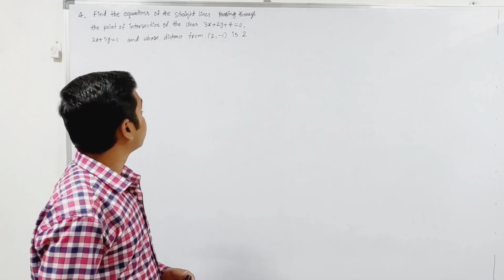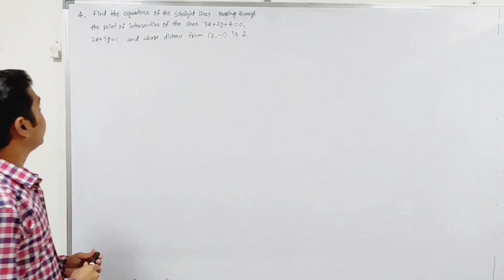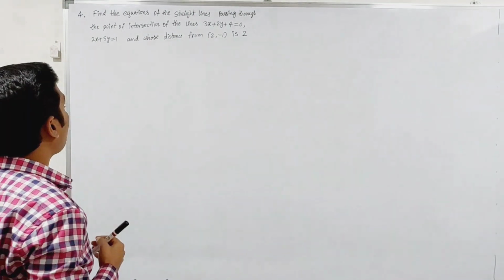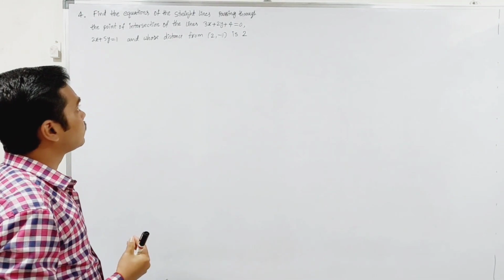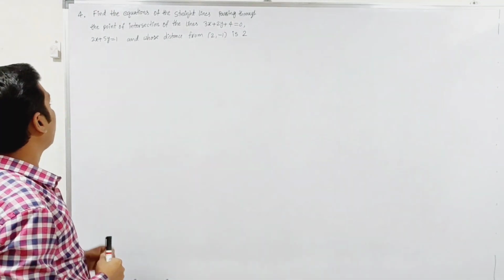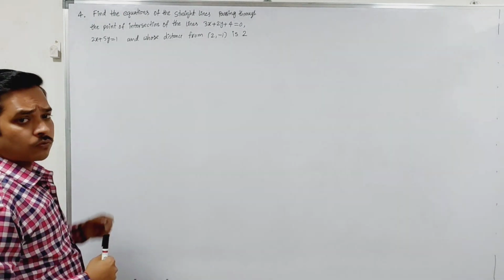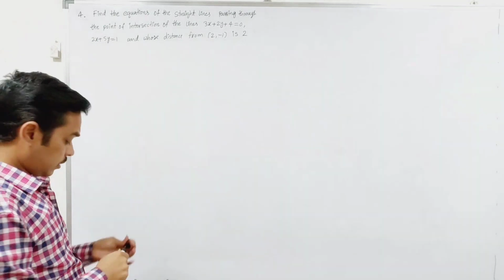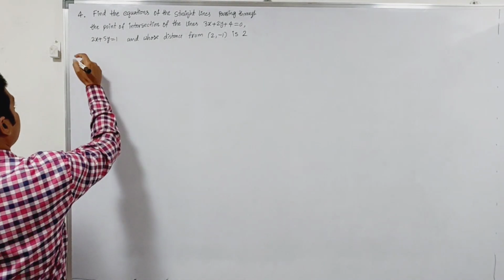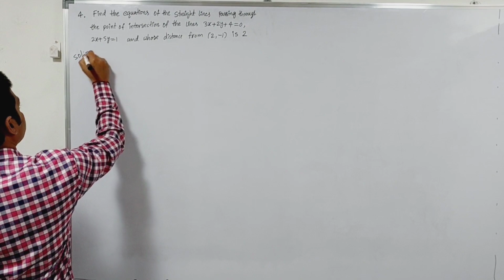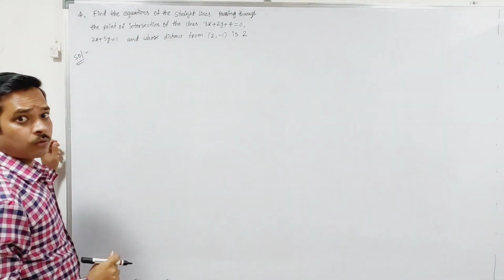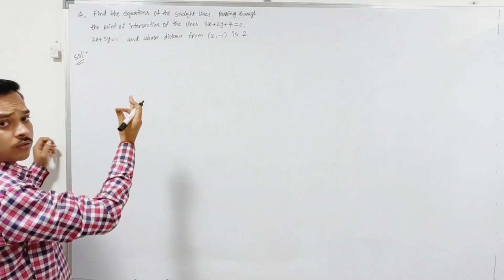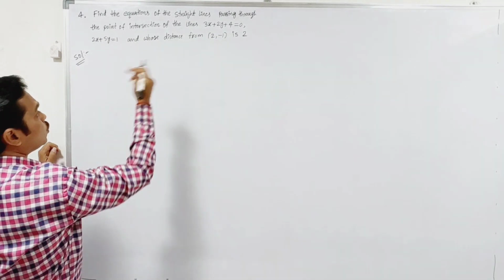Now, the fourth problem from straight lines LAQs. In this problem, find the equations of the straight lines passing through the point of intersection of the lines 3x plus 2y plus 4 equal to 0 and 2x plus 5y equal to 1, and whose distance from 2 comma minus 1 is 2 units. In this problem also we have to find the equations of the straight lines. Those lines are passing through the point of intersection of the given two lines. First of all, find the point of intersection of the given two lines.